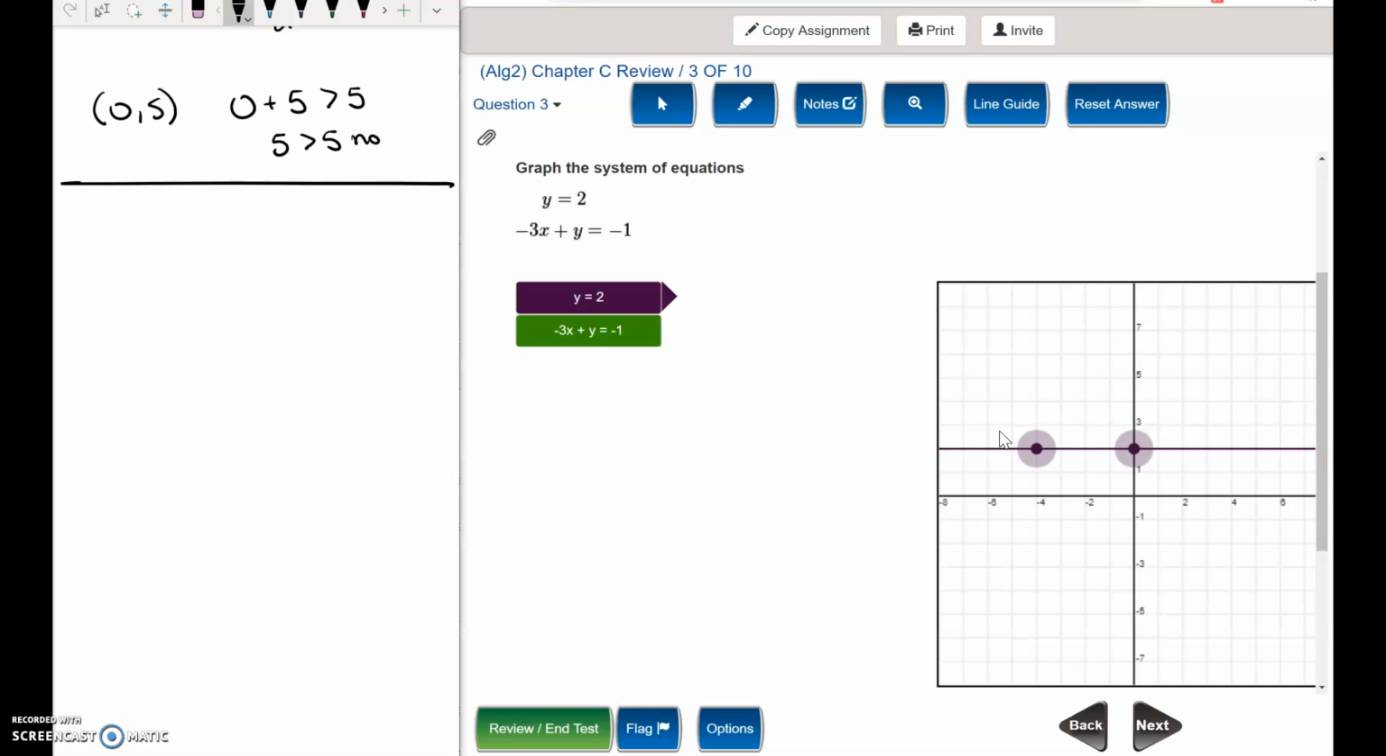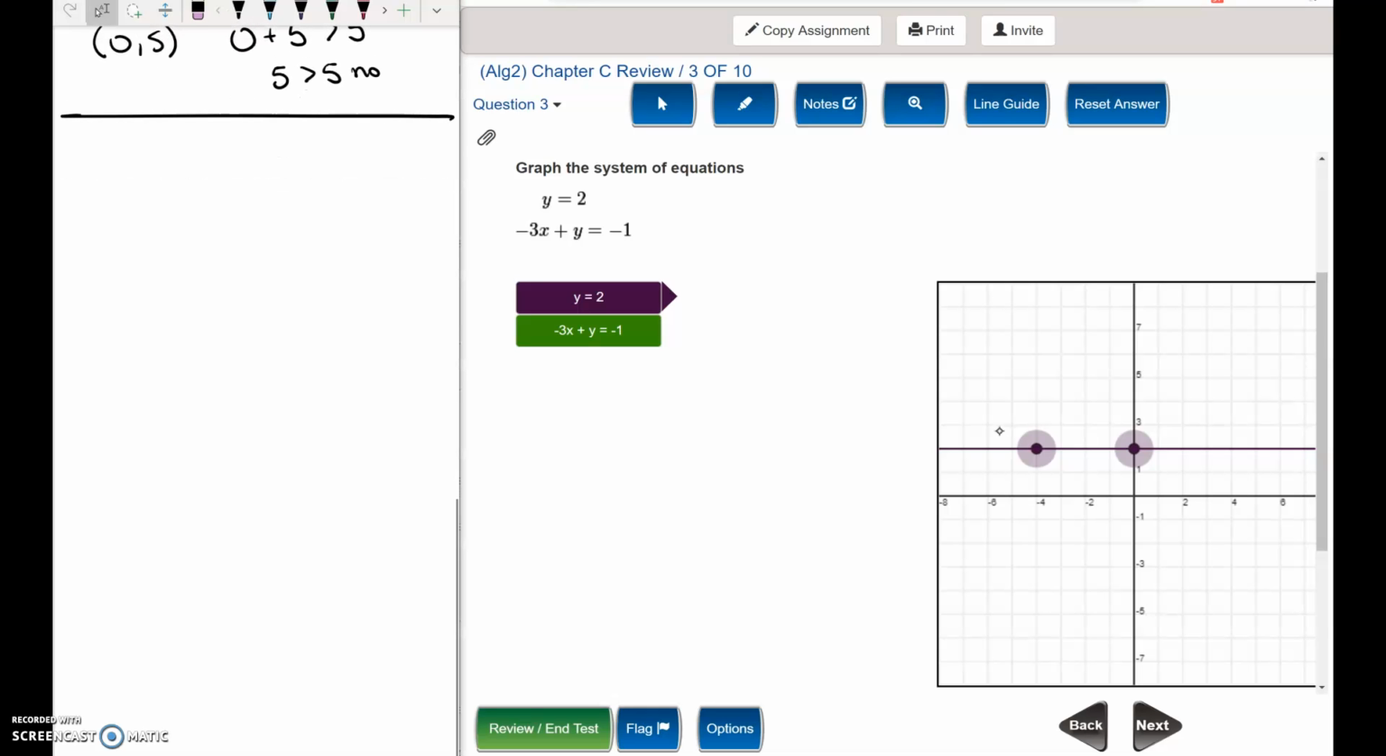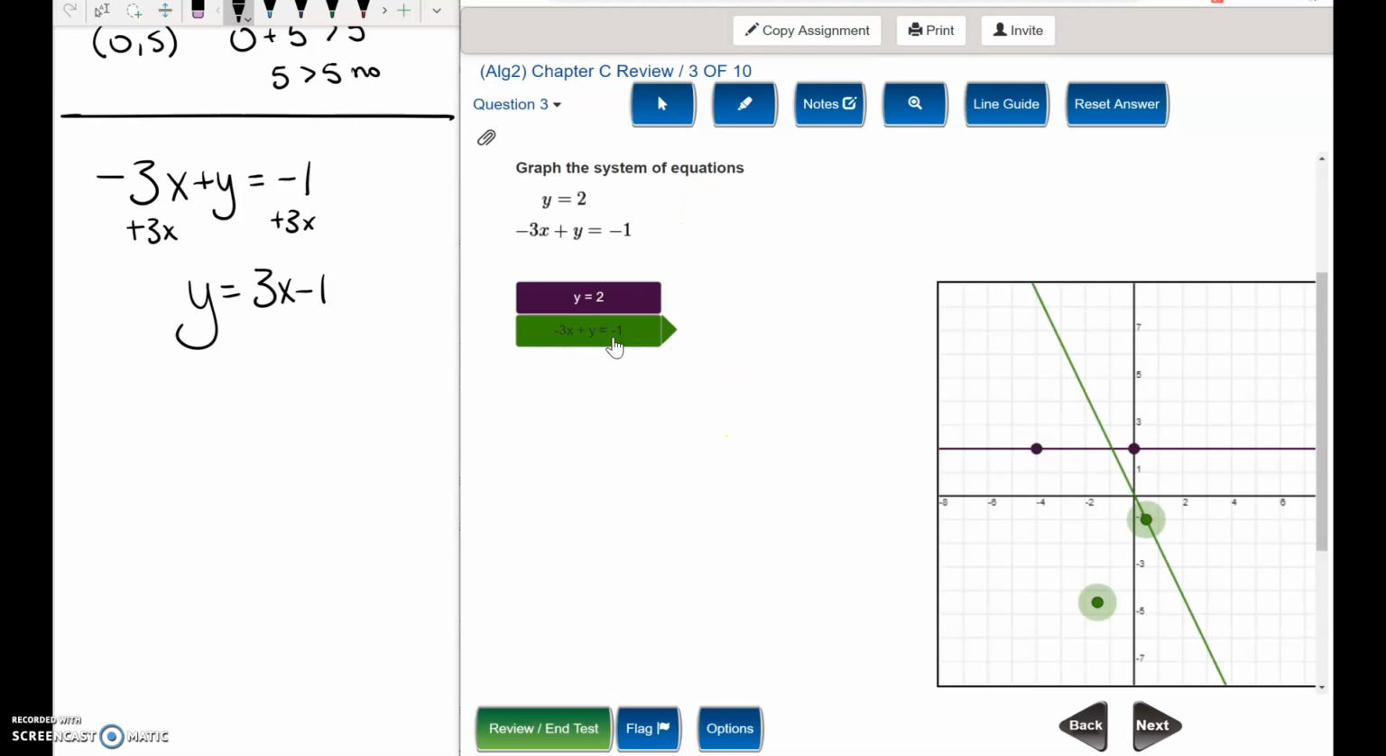Now, the equation -3x + y = -1 is not currently ready to graph. We need to add 3x to both sides. So we have y = 3x - 1. So next we click on this green one.